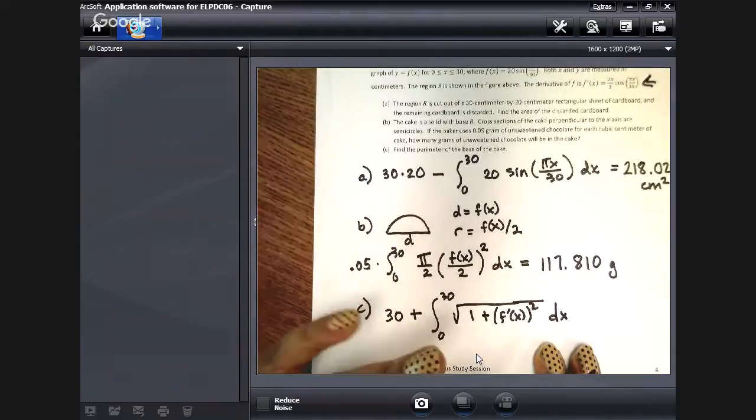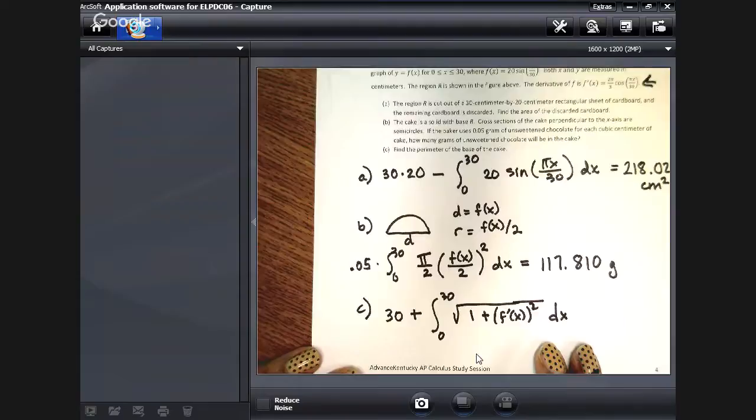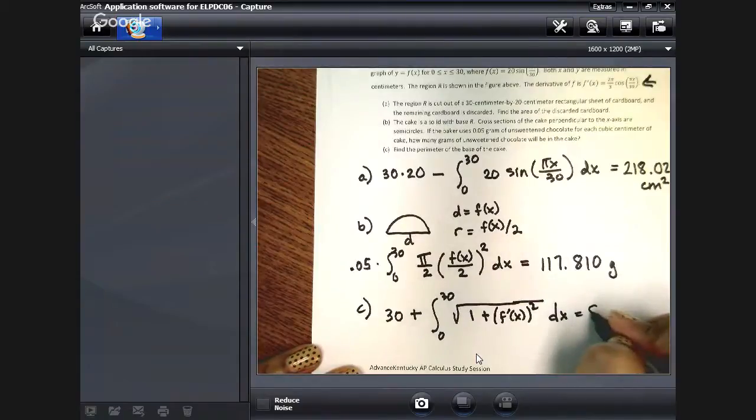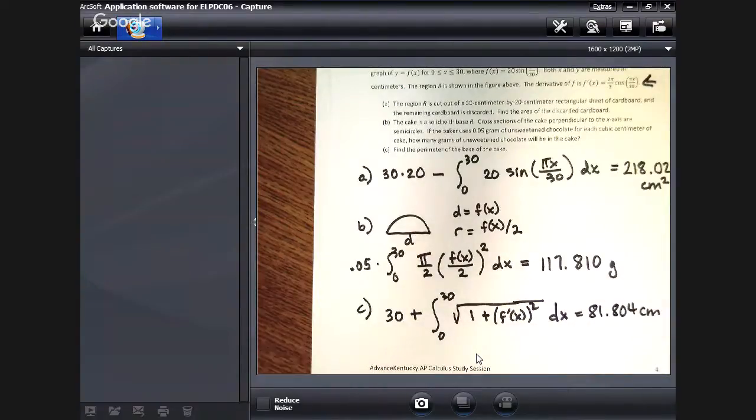We can just put all this in our calculator, and our perimeter would be 81.804 centimeters. 81.803 if you truncate.